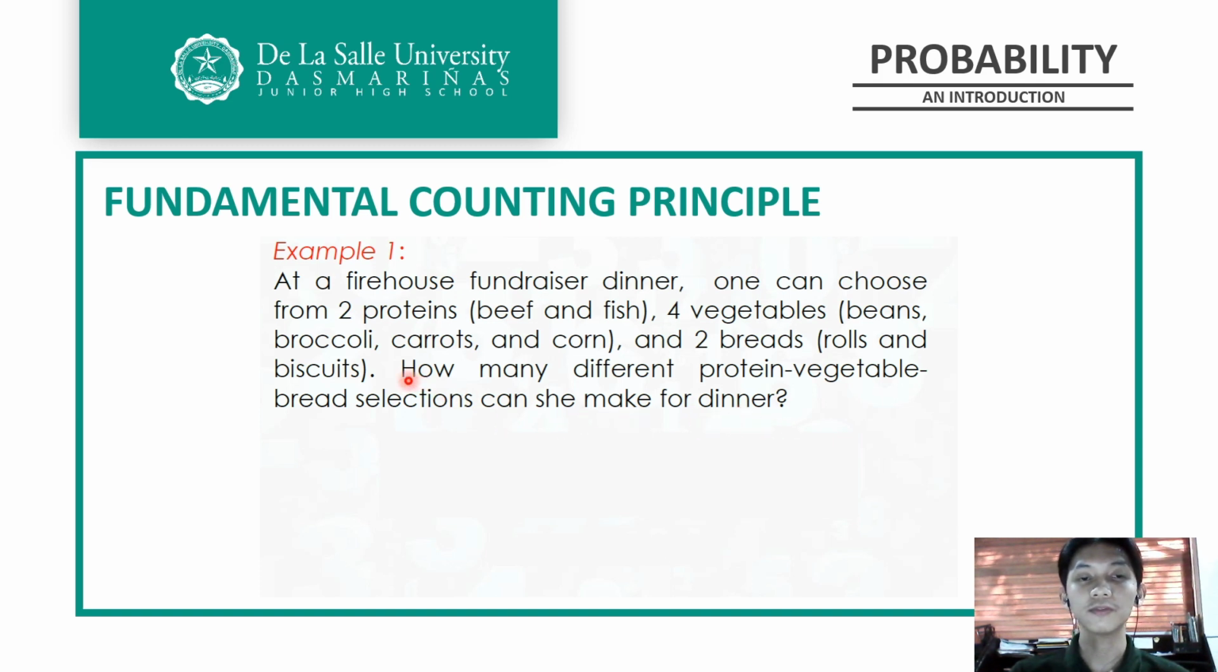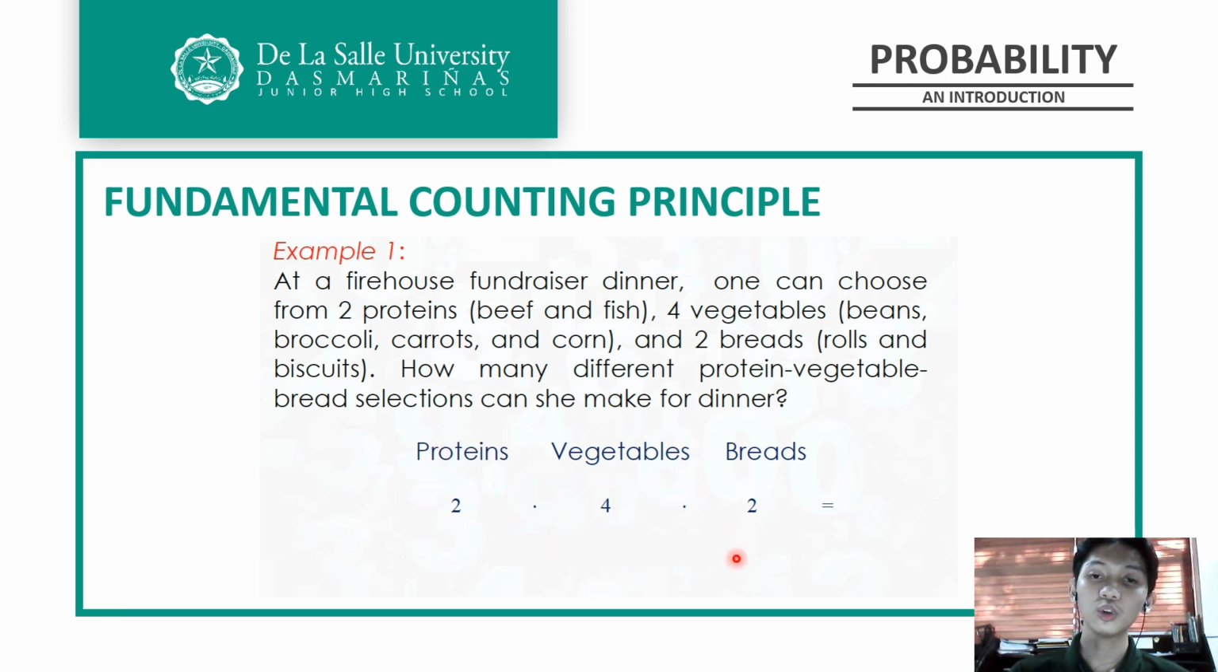So as you can see, we have 3 parts in this given example. We have proteins, vegetables, and breads. There are 2 options for proteins, 4 options for vegetables, and 2 options for breads. So we'll just multiply 2 by 4. We have 8 times 2. We have 16. That means there are 16 possible selections of dinner for this example.